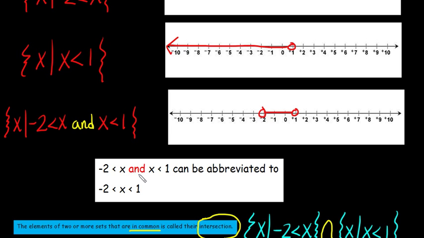Instead of using the word and here, since both of them work, and instead of saying negative 2 is less than x and x is less than 1, we can abbreviate that and say negative 2 is less than x is less than 1. As long as x fits in here, we don't need to have that and anymore, but that's what it means.